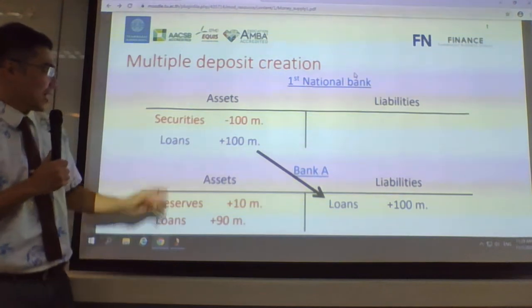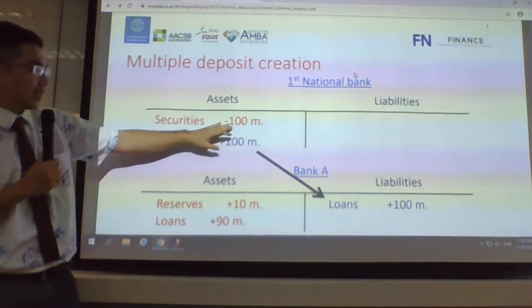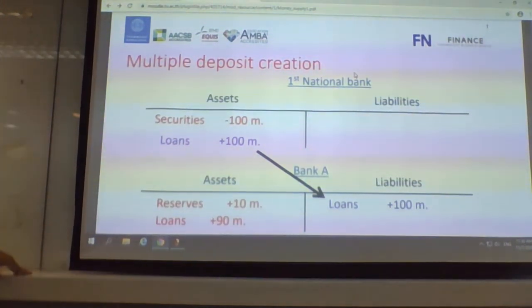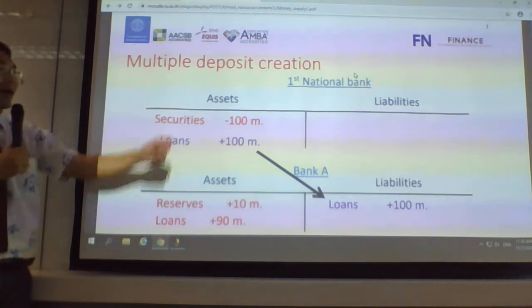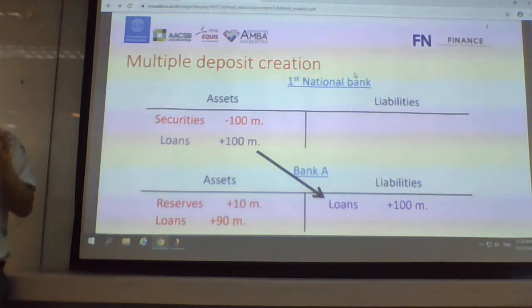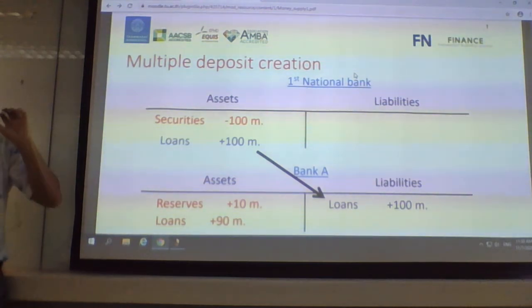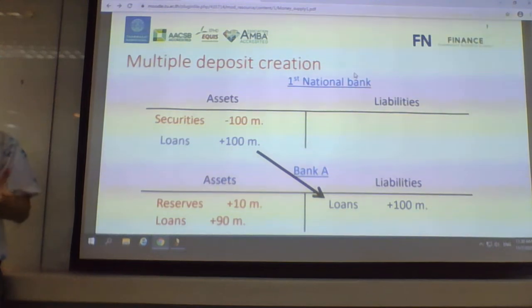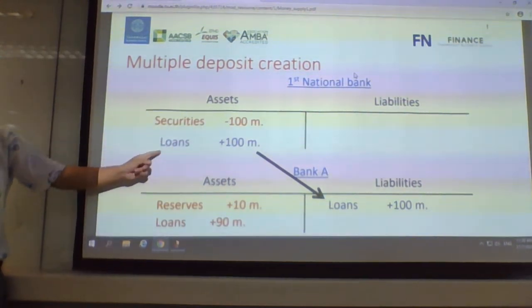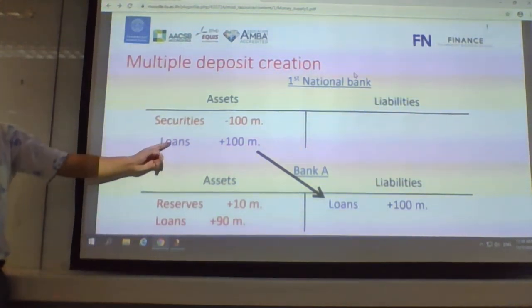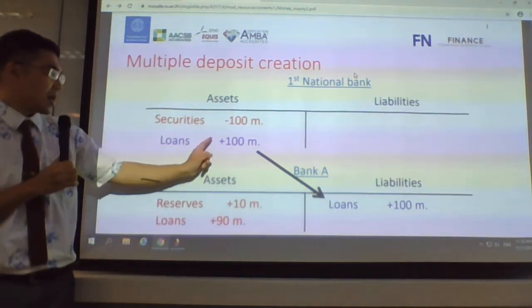So the value of the security here will be decreasing by 100 million because the central bank just bought the bond costing 100 million. And the central bank will inject the money back into the reserve of the First National Bank. However, the First National Bank uses 100% of that reserve as loans. That is, it makes loans from the whole reserve. So the reserve will be changed to loans, and it appears on the asset side of the First National Bank. So the loans here will be increasing by 100 million.